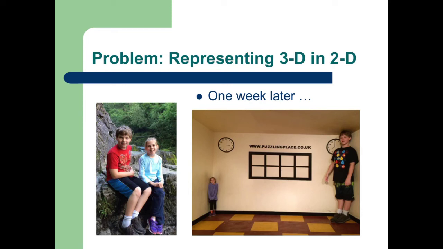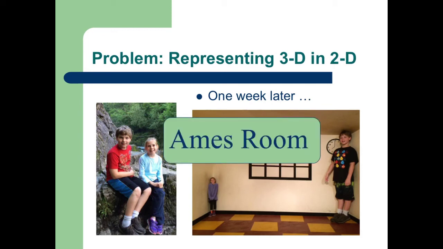But many of you are probably familiar with this sort of an optical illusion here. These are the same kids a week later, and somehow either the little boy has turned into a giant, or the little girl has shrunk, or there's something that's weird about this 2-dimensional image. So if you want to find out more about how these sorts of optical illusions are done, you can search for Ames' room, but that's not really the point of this talk.